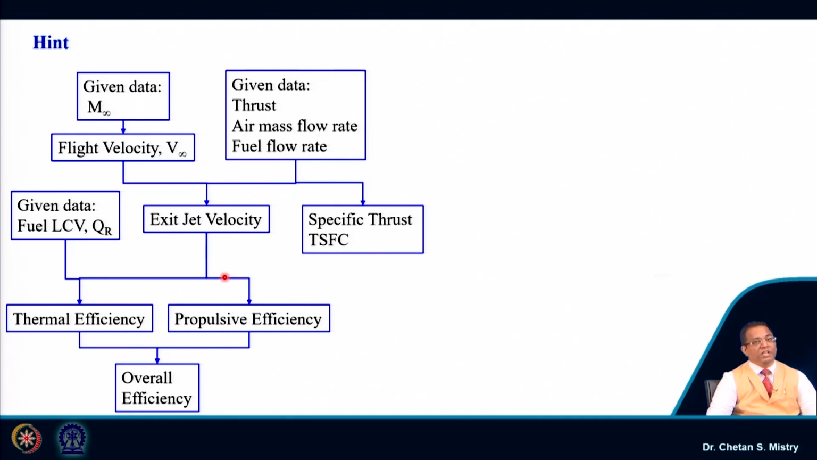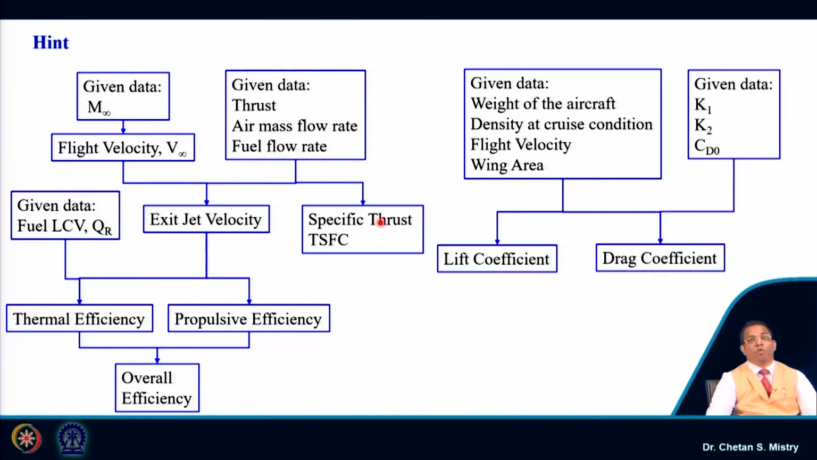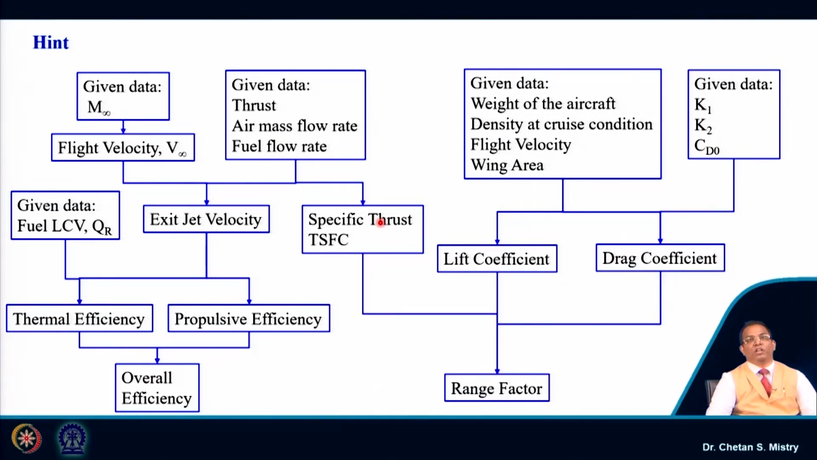The second parameter we are looking for is the range of the aircraft. That can be calculated based on the weight of the aircraft, density at the cruise condition, flight velocity, and wing area. Based on that we can calculate my lift coefficient and my drag coefficient. Based on this we will calculate my range factor. I am sure this gives you the overall scenario.